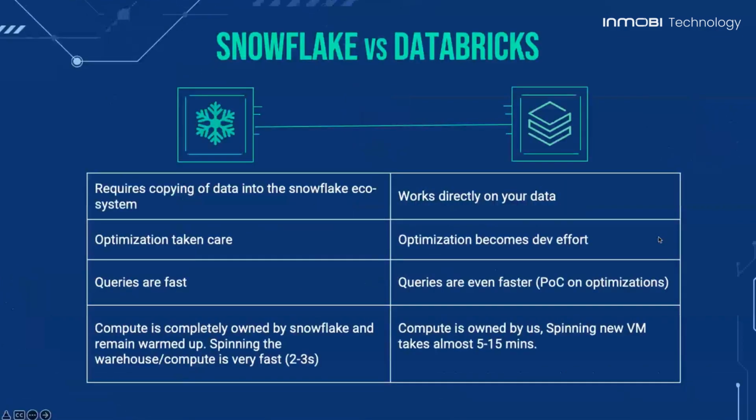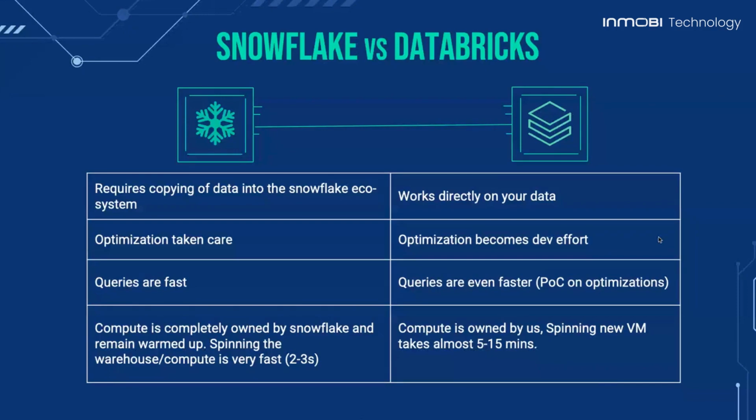So Snowflake to Databricks, because Snowflake was the data warehouse which we were using earlier. Databricks is where we are moving. Databricks is something where wherever the data lies, you can directly query on top of it, while in Snowflake, you need to ingest your data into the Snowflake system.